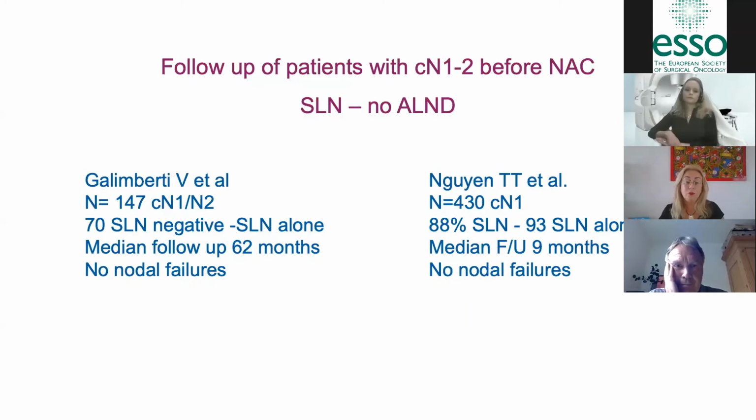Of course, if you have a patient with a positive axilla who had a sentinel lymph node biopsy and it came back negative, and you don't do an axillary lymph node dissection, there is not much follow-up to know if this is enough and you don't increase the local recurrences. There are only 2 studies, one from Galimberti that shows that there were no nodal failures up to 62 months, and then another one with a very low follow-up of 9 months.